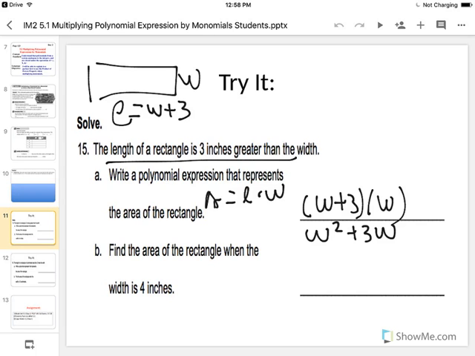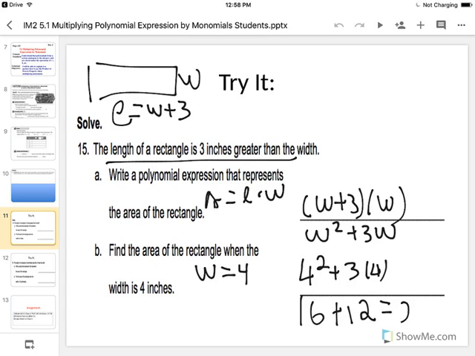Okay, and part B, find the area of the rectangle when the width is 4. Right, so here it's saying that W is equal to 4, so we're using substitution. So 4 squared plus 3 times 4. So this gives us 16 plus 12. The answer would be 28, and this is in terms of inches squared.